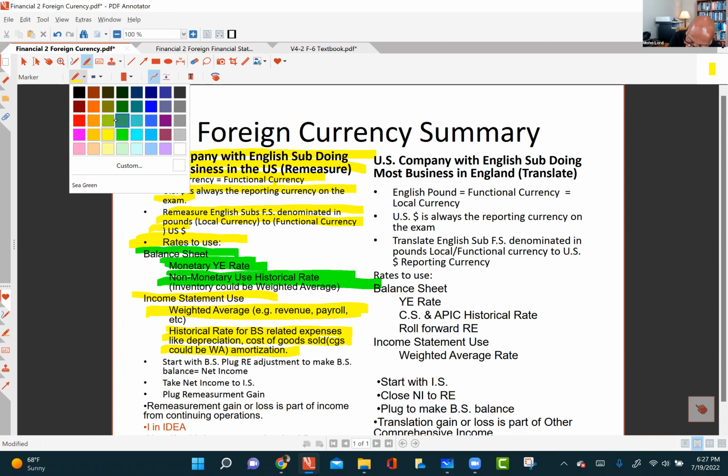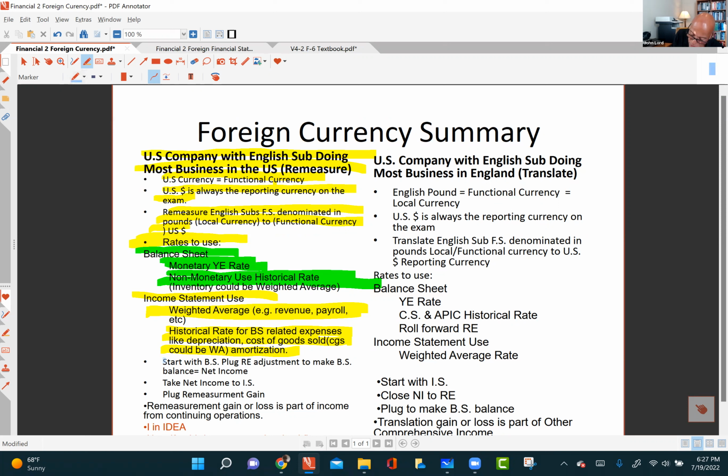I'm going to look at this in a couple of minutes, but let's go to blue maybe. Start with the balance sheet. You will first remeasure the balance sheet, and you will plug an adjustment to make the balance sheet balance to equal whatever you have determined the net income. Then you will take the net income to the income statement and you will plug the remeasurement gain, and it is part of income from continuing operations.